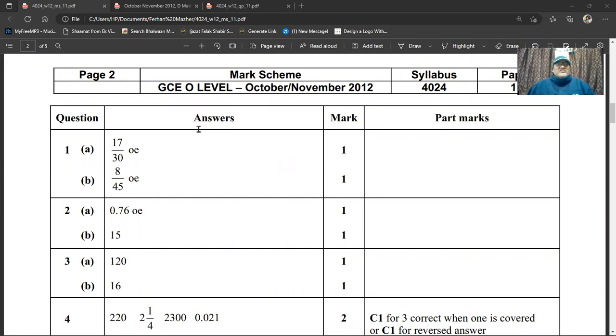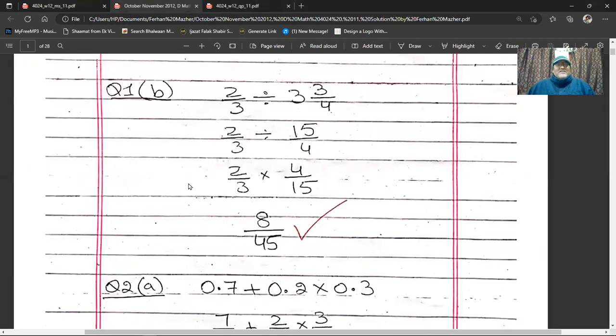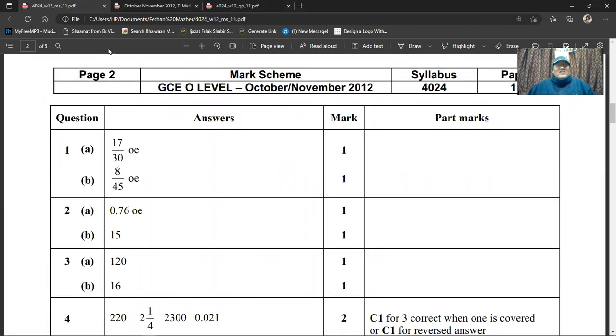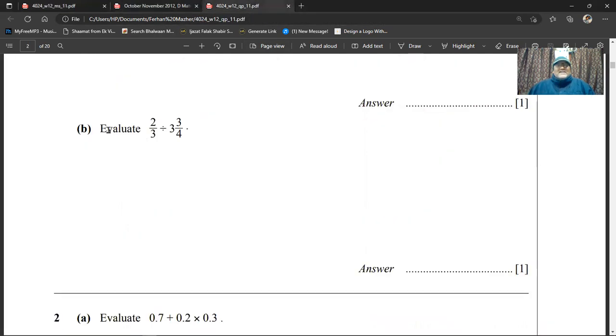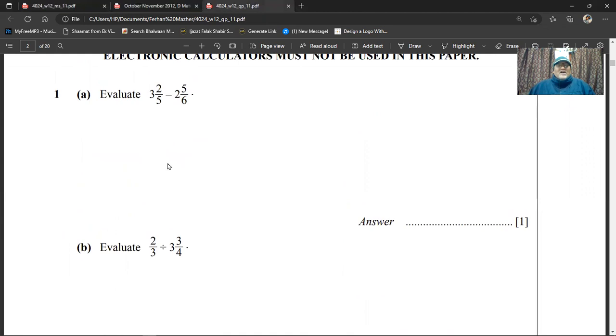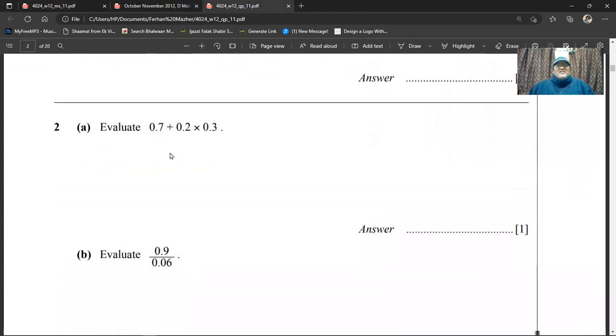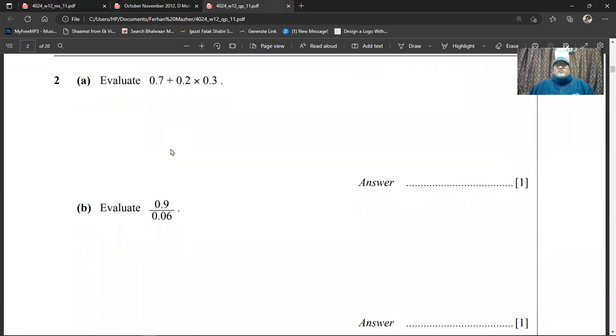So our answer is 8 by 45. 8 by 45. Question number 1, B part. The solution is showing up on your screen. 8 by 45 is the right answer, sir. So hopefully you understand. I was doing question number 1, it's B part. So now we are going to question number 2.